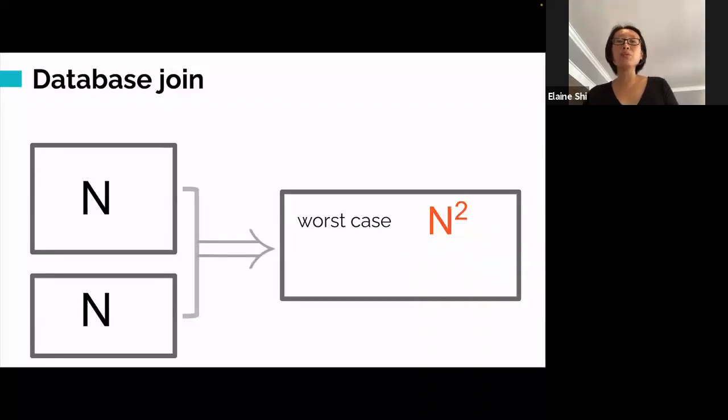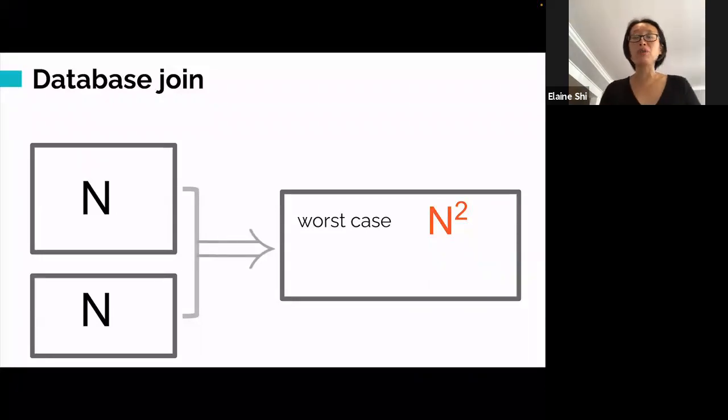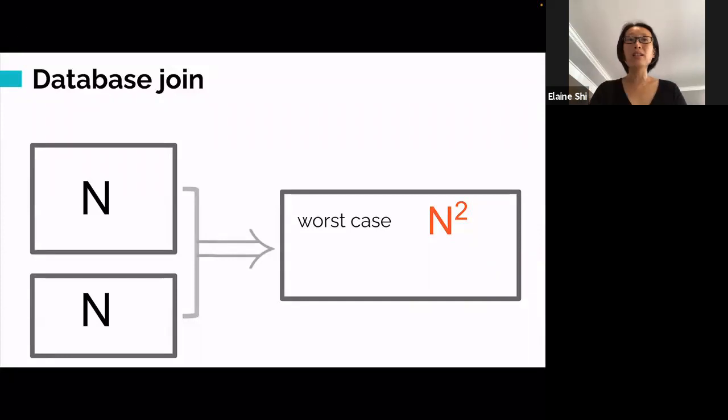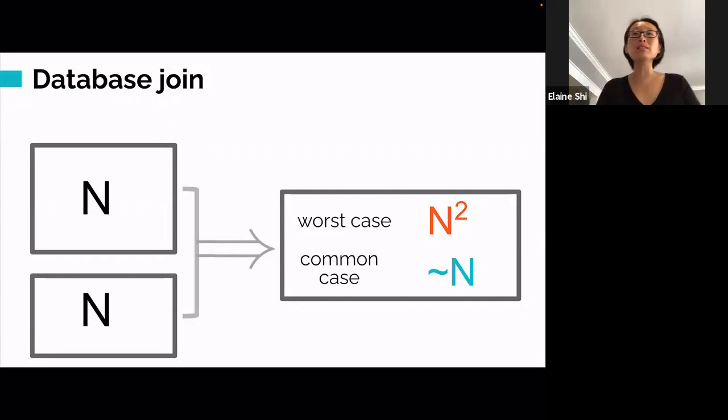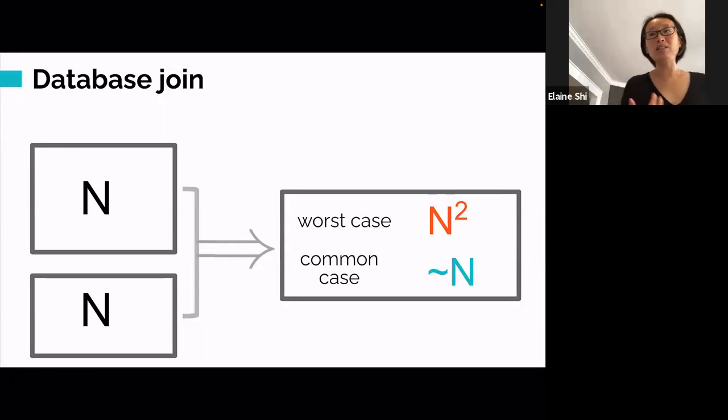In general, the two input tables need not have the same size, but for simplicity, for the rest of the talk, I'm going to assume that they both have size n. And in this case, the result size can be quadratic in the worst case. We also know that in real world databases, the worst case almost never happens. And for most common database join queries encountered in practice, the result length is typically linear or quasi-linear in n, rather than quadratic.